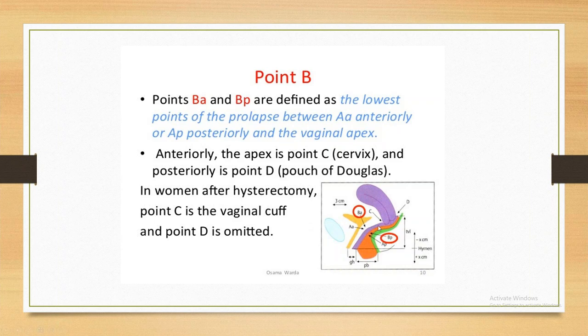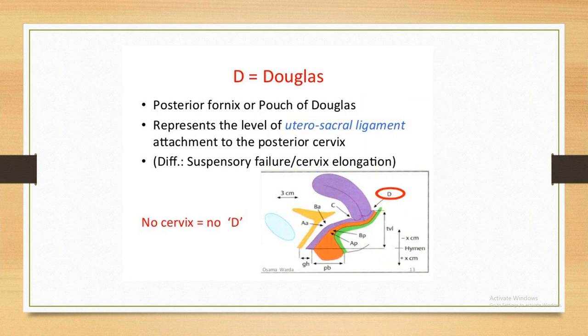And C corresponds to the cervix, where exactly the cervix lies in relation to the hymen, and D is the posterior fornix. Now, as I told you, in a post-hysterectomy patient there will be no D point. Remember well, whenever the grid is given, we have to see whether D is present or not. The lowest corner on the right hand is the point D. If it is present, the uterus is there. If it is not present, it is post-hysterectomy prolapse. First, we have to determine whether it is a post-hysterectomy prolapse or with uterus intact.